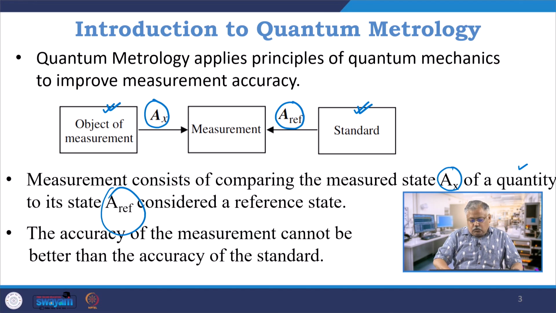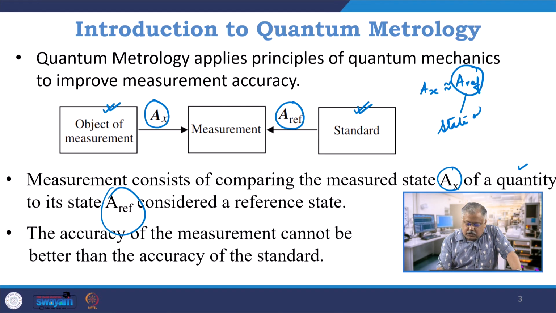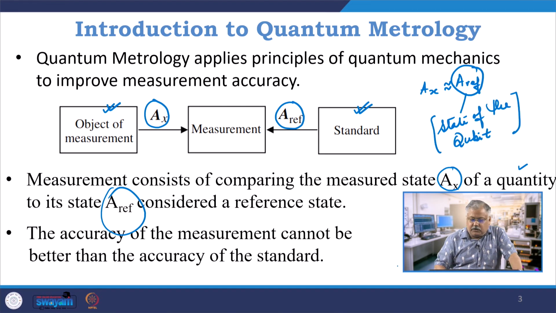So, you need to do two things as far as metrology is concerned: you would like to make your Ax as close to the reference as possible. This A reference might be the state of the qubit which we are talking about, and the measured value is from Ax, the object of the measurement.